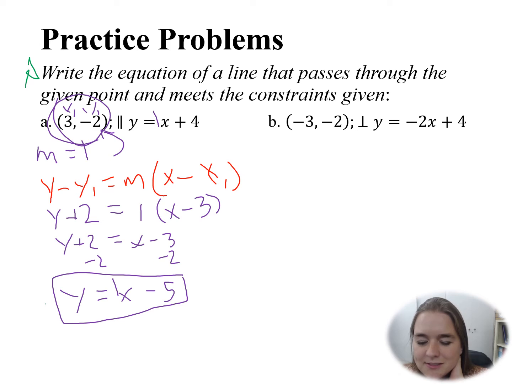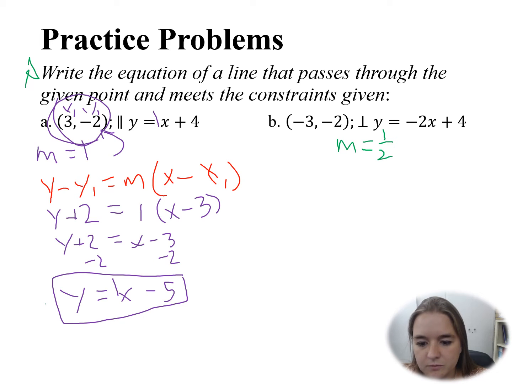For this next one, I'm going to do the same thing. I want it to be in slope-intercept form at the end, but this time I want it to be perpendicular to the line y equals -2x plus 4. Well, to find the perpendicular slope, I need to have the opposite reciprocal. So the opposite of -2 is +2. The reciprocal of 2 is 1/2. So my perpendicular slope is going to be 1/2. And now I'm going to do the same process I did before, where I'm going to use y minus y1 equals m times x minus x1.